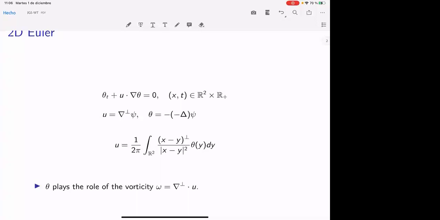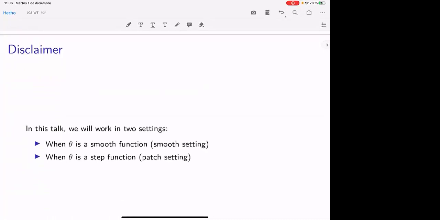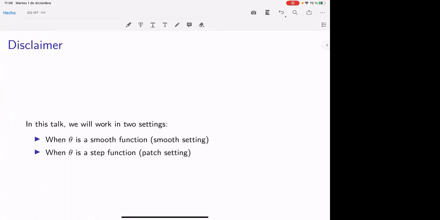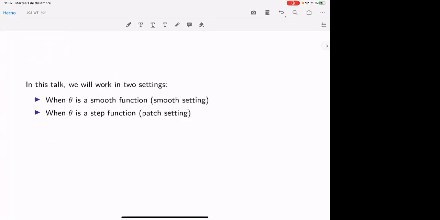Okay, so throughout this talk, I'm going to be referring to two different settings. I will say that I'm in the smooth setting whenever theta is a smooth function. I'm not going to worry too much about what is the precise regularity, but say it's a smooth function. And I will also talk about the patch setting whenever theta is a step function, whenever theta is a characteristic function of a set. And this is going to apply to all the equations in this talk.